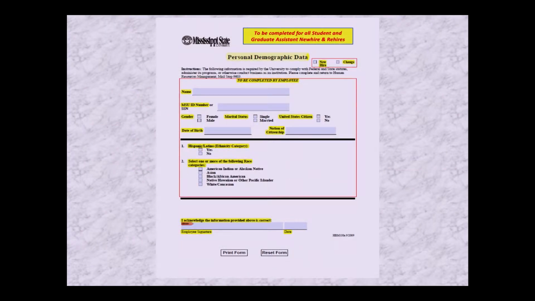We have our personal demographic data form. These are used for students and grad assistants, new hires and rehires. All other employees, intermittents and above, will be completed on the PageUp system. This is for grad assistants and students. Please fill in the highlighted information.